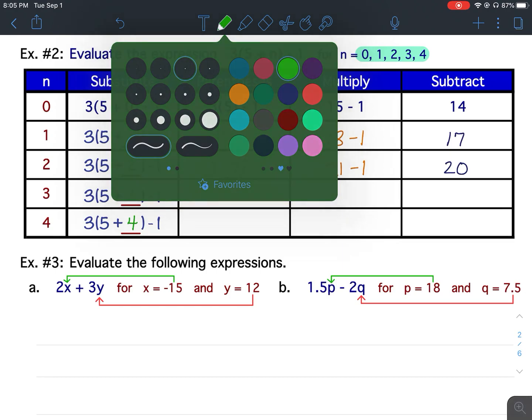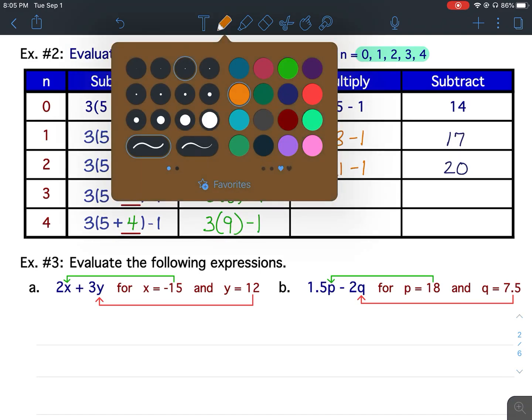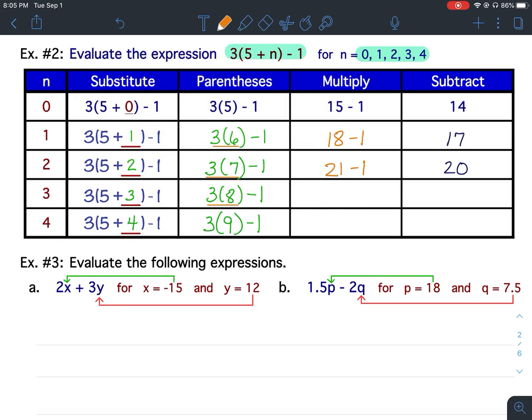Okay, for the 3, 5 plus 3 is 8, so you should have had 3 times 8 minus 1. For the 4, 5 plus 4 is 9, so you should have 3 times 9 minus 1. Now I do the multiplication. 3 times 8 is 24. Bring down the minus 1. 3 times 9 is 27, and then I need the minus 1.